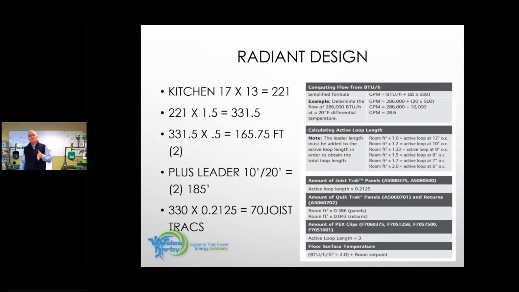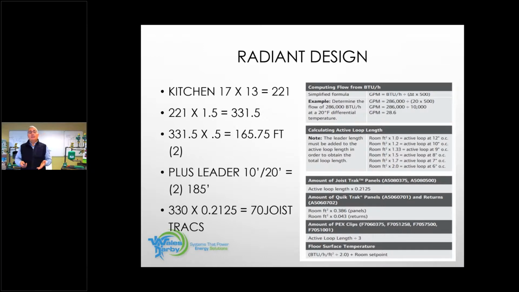Now I also have to figure leaders. That means my manifold may not be right under the kitchen. The mechanical room may be more in the center of the room, or maybe on one end of the basement. So if I'm going to put my manifold in the mechanical room, that means extra tubing coming to the room before I enter the room. Just for this example, I'm going to say it's a 10-foot leader. But that means it's 10-foot supply, 10-foot return, so it's a 20-foot leader. So now each loop gets an additional 20 feet. So now we're talking 185-foot loops.